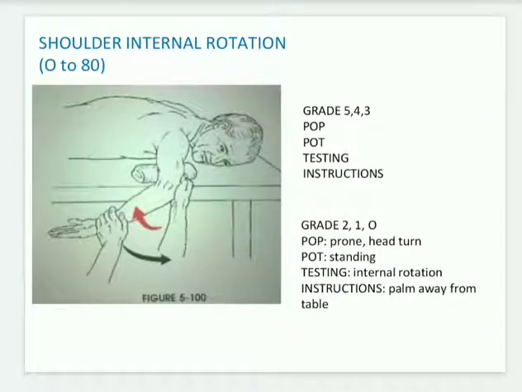Grade 2: prone with the head turned to one side, and the therapist standing will palpate the infraspinatus or teres minor for shoulder external rotation at the axillary border. He will palpate while testing external rotation of the shoulder. Instructions: turn your palm outward. Grade 2 is the gravity-eliminated position. Grade 1, no motion, only palpation of the muscles or a flicker of contraction. Grade 0 is no palpable contraction. This is about shoulder external rotation.